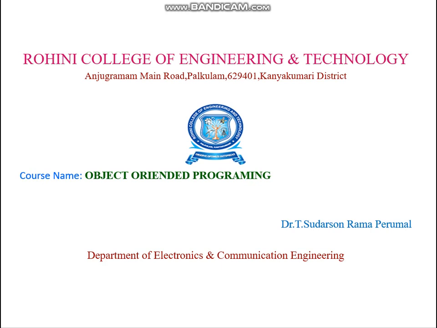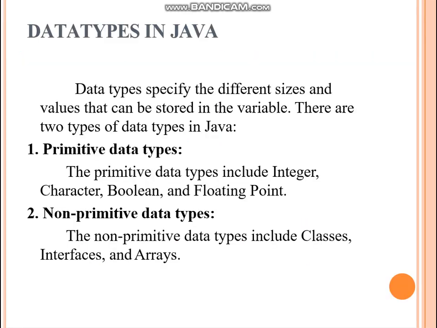We are going to see about the data types of object-oriented programming. Data types in Java specify the different sizes and values that can be stored in a variable. There are two types of data types: primitive data types and non-primitive data types. Primitive data types include integers, characters, boolean, floating point, etc. Non-primitive data types include classes, interfaces, and arrays.